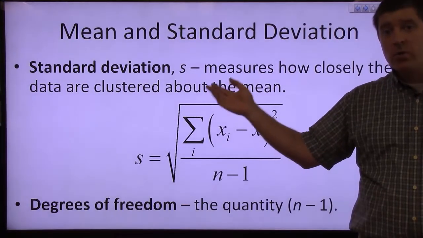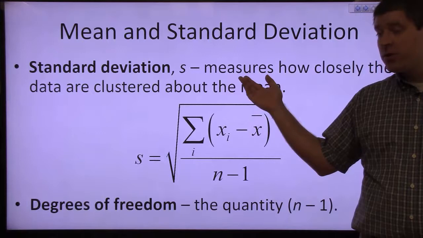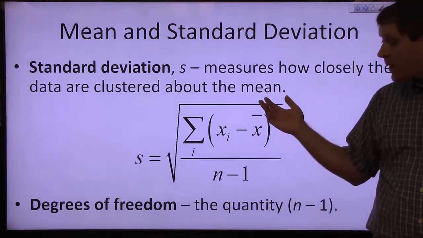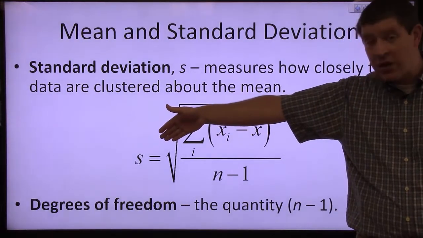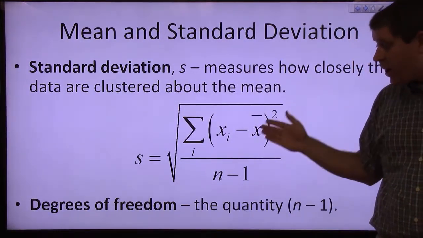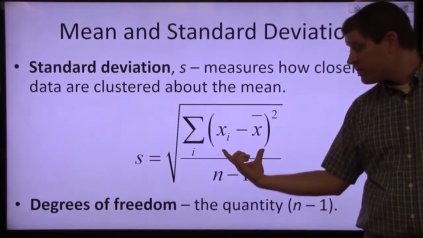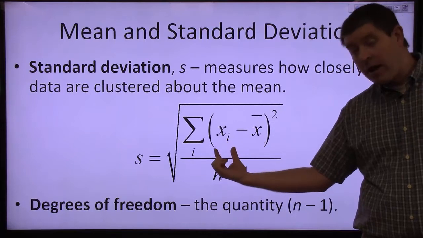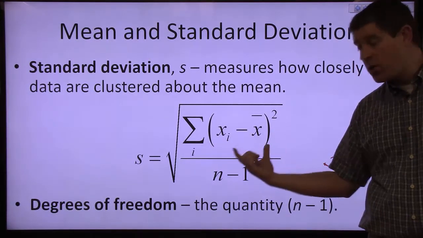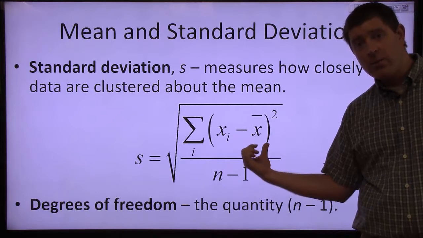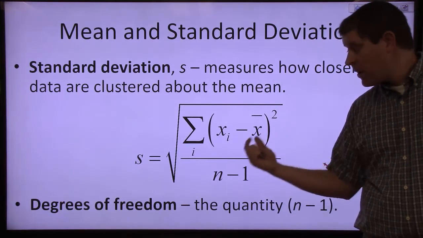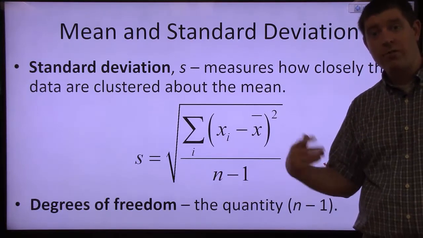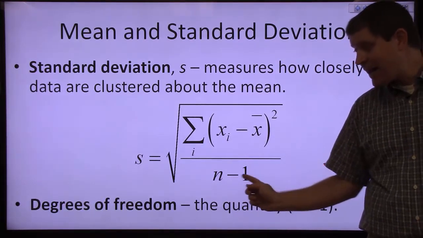Now the standard deviation, which we symbolize with a lowercase s, measures how closely our data are clustered about the mean. Mathematically, s, the standard deviation, is equal to the square root of the sum of the differences between our values and the mean, squared. So we take the difference between the first value and the mean, we square that. Then we take the difference between the second value and the mean, we square that and add it to the first one, and so on for all of our values. And then we divide by n minus 1.